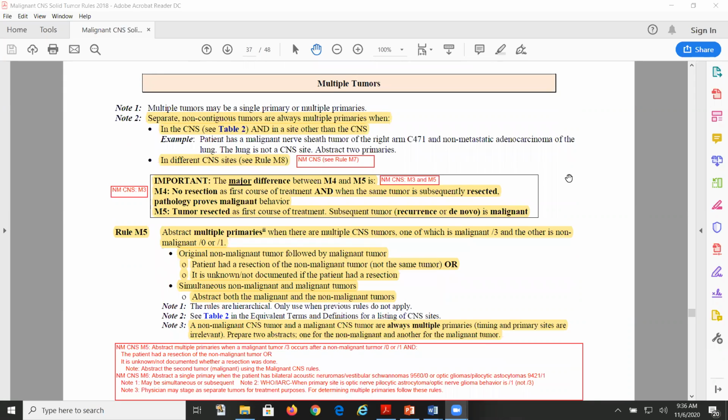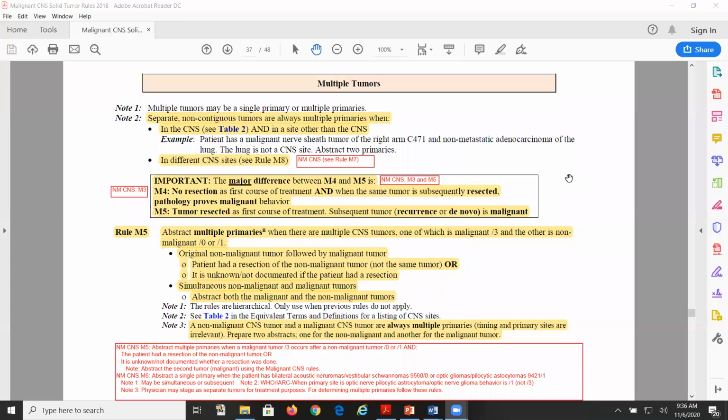M5, abstract multiple primaries when there are multiple CNS tumors, one of which is malignant and the other is non-malignant. The original non-malignant tumor can be followed by a malignant tumor. The patient had a resection of the malignant tumor, not the same tumor, or it is unknown or not documented if the patient had a resection.